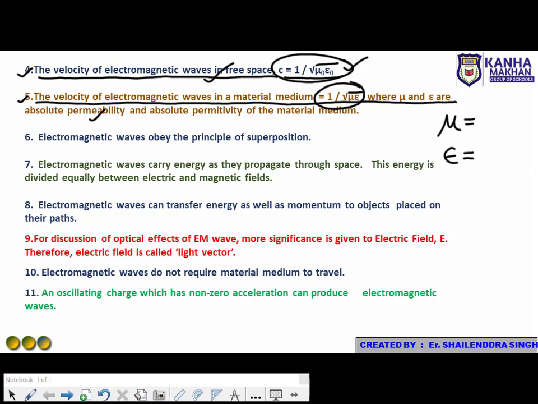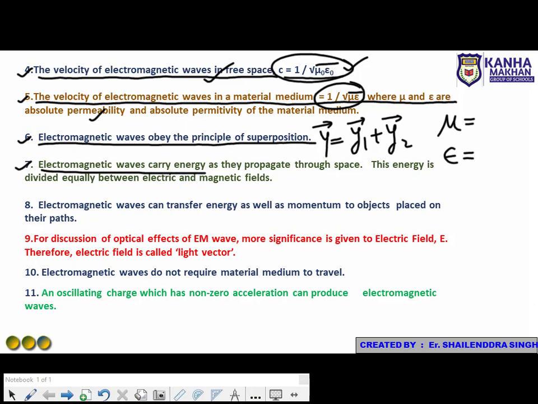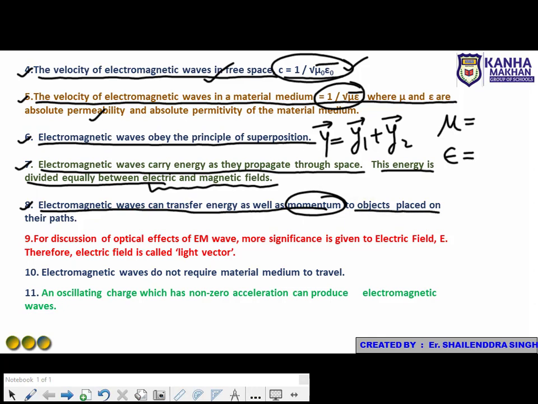And next, the sixth property: electromagnetic waves obey the principle of superposition, meaning the net displacement will be the vector sum of the displacements produced by each and every wave. If a number of waves accumulate at the same point, then they follow the principle of superposition. And electromagnetic waves carry energy as they propagate through space. This energy is divided equally between the electric and magnetic fields, 50-50% for both. And next, electromagnetic waves can transfer energy as well as momentum to an object placed in their path. It is very important, often asked in the board exam.